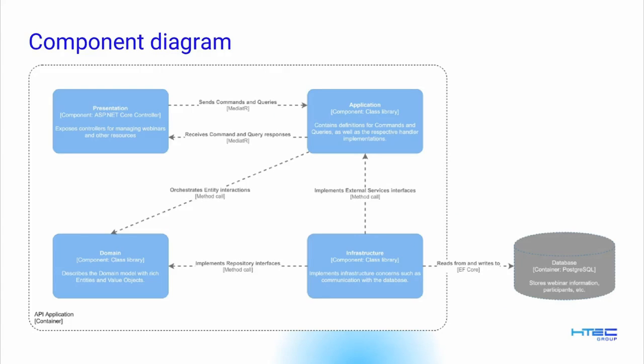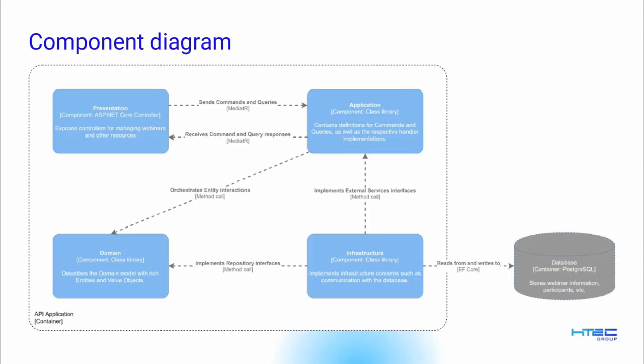We can see that it consists of four separate components, and we're going to start from the presentation component in the top left. This component actually exposes controllers for managing webinars and other resources. It communicates with the application component by sending commands and queries using Mediator, and the application component sends the response back also using Mediator.